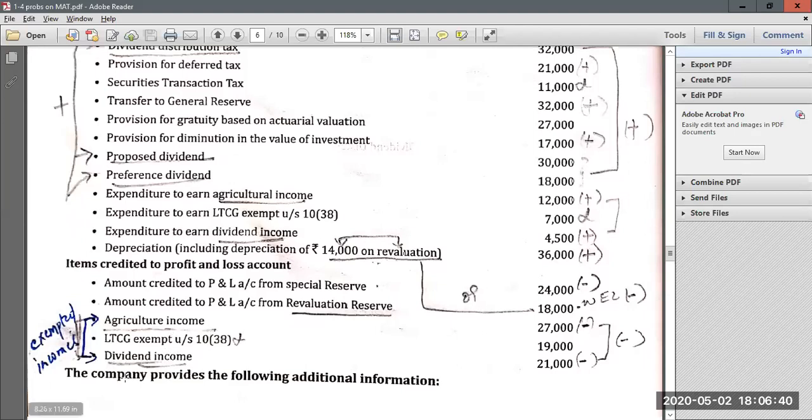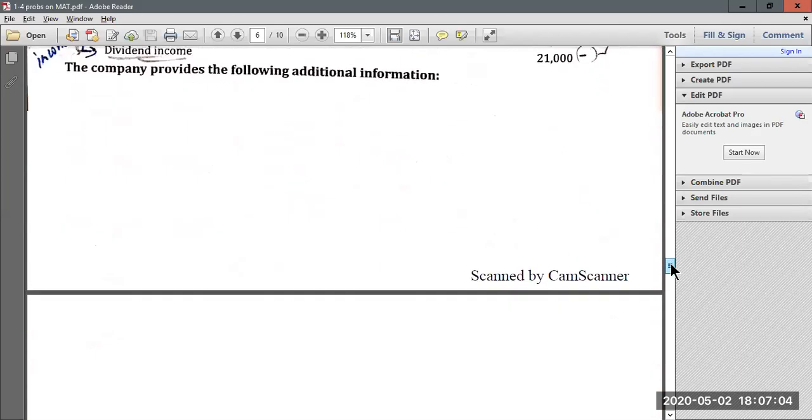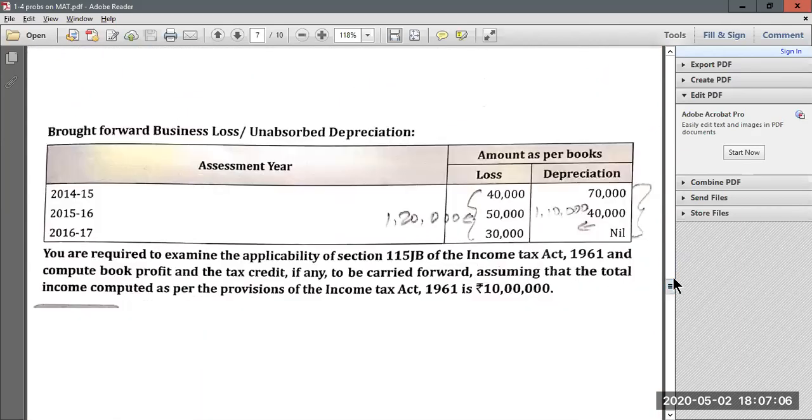So such exempted incomes, what you have to do apart from section 10(38), that is LTCG, you should deduct from net profit. So if there is any exempted income which is credited to the P&L account under section 10, 11 or 12, that should also be deducted because it will form part of your statutory deductions. So that is why I told you, please remember that format. If you don't remember what items you should add and what items you should deduct, you will not be understanding. Then again they have also given some other information.